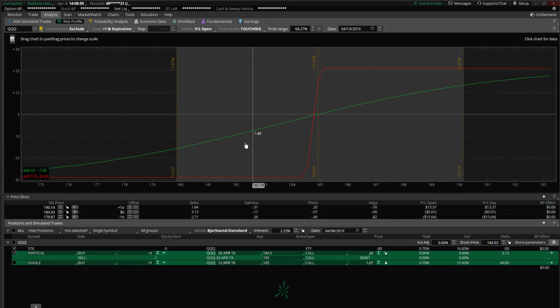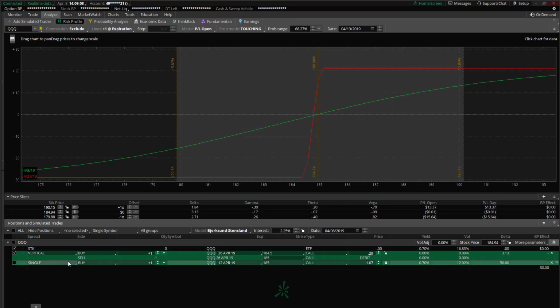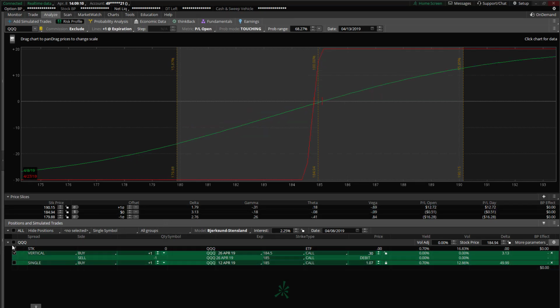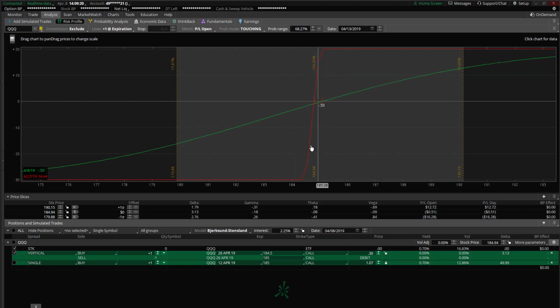So in our next video, we're going to focus more on analyzing trades that we're looking to get into and different ways that we can apply that analysis, like I did a moment ago by adding this single call to the trade that I was looking at. And we'll get into different ways of looking at the profit loss and what we could make or what we could lose by applying different leg options, different strategies, and different ways that we could analyze it.